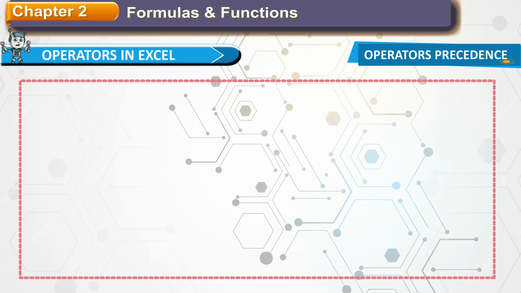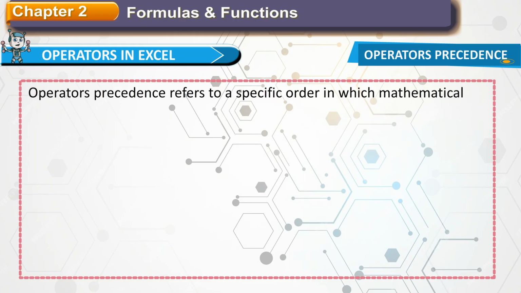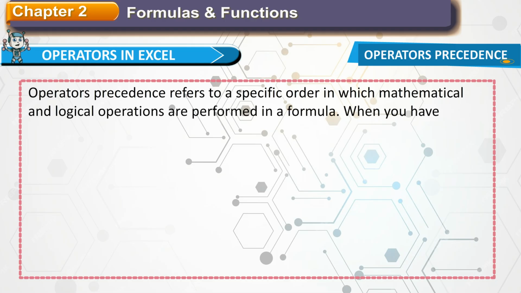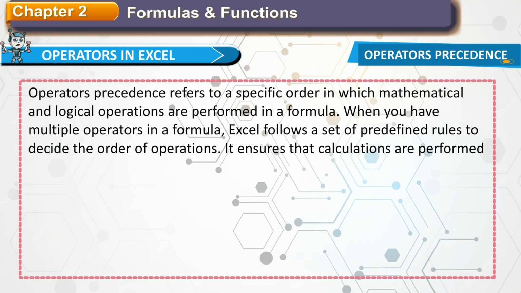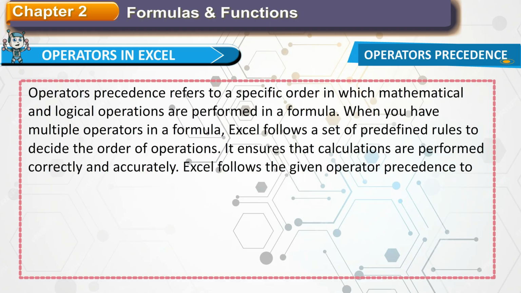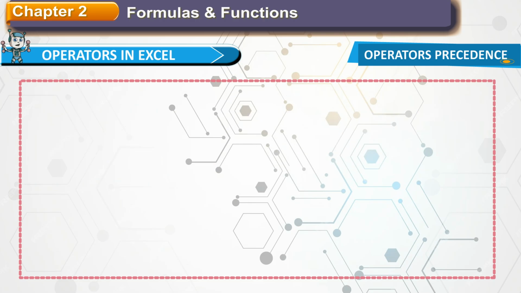Operator precedence. Operator precedence refers to a specific order in which mathematical and logical operations are performed in a formula. When you have multiple operators in a formula, Excel follows a set of predefined rules to decide the order of operations. It ensures that calculations are performed correctly and accurately. Excel follows the given operator precedence to perform calculations.